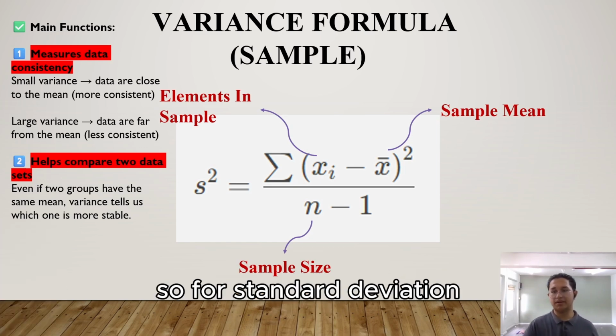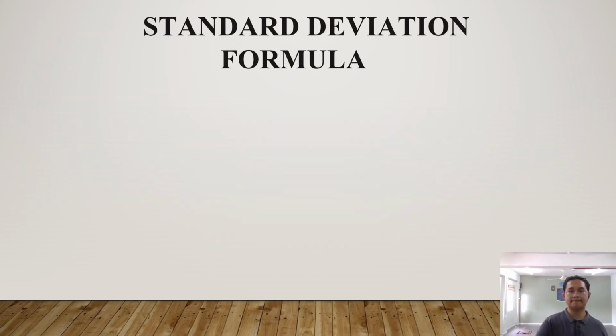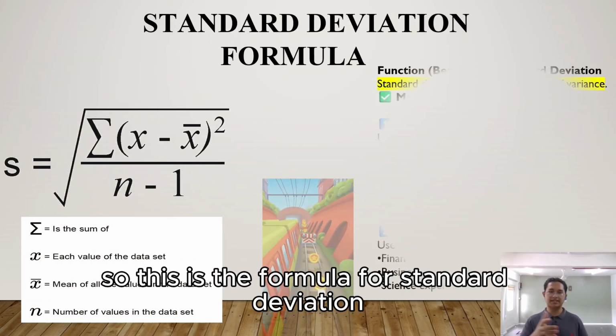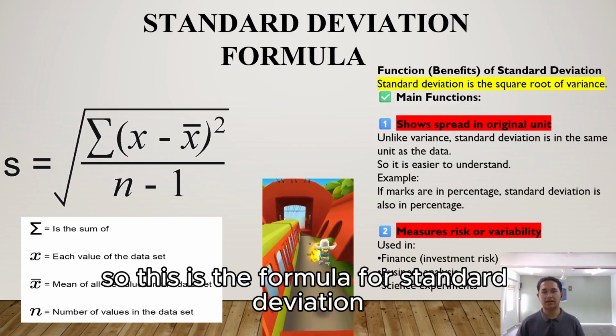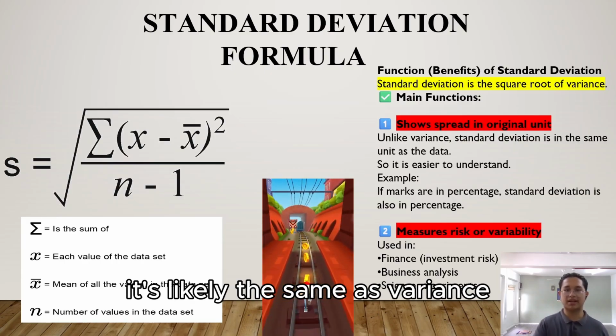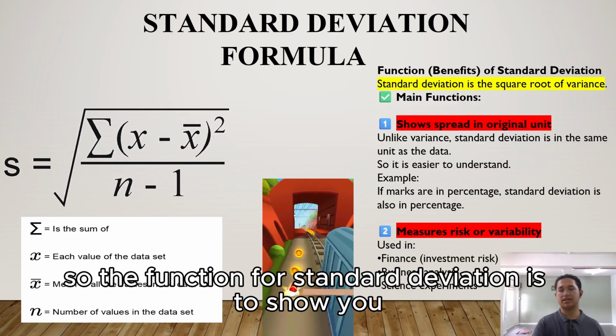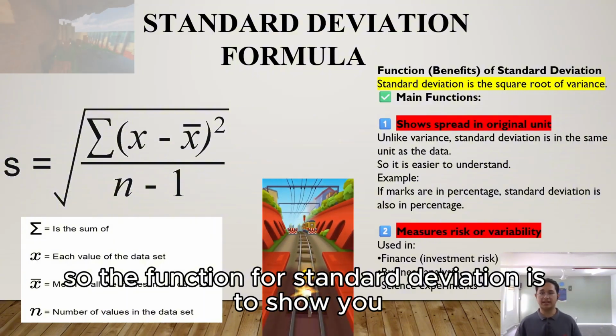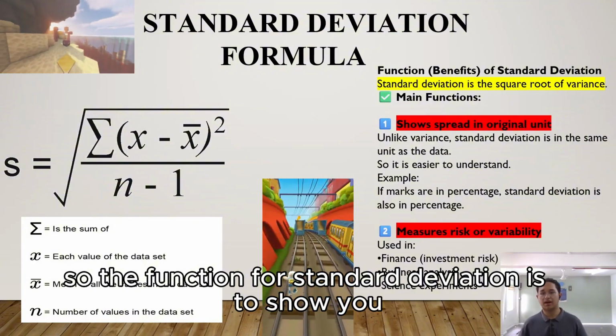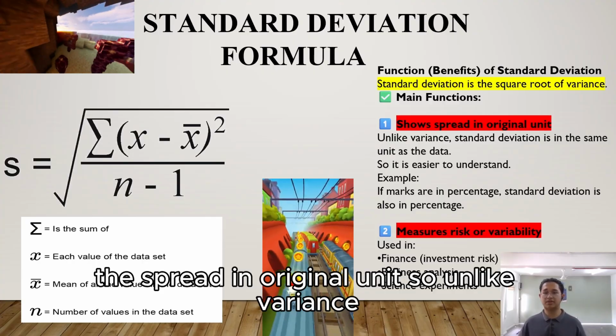So for standard deviation, okay. So this is the formula for standard deviation. It is likely the same as the variance. So the function for standard deviation is to show you the spread in original unit.